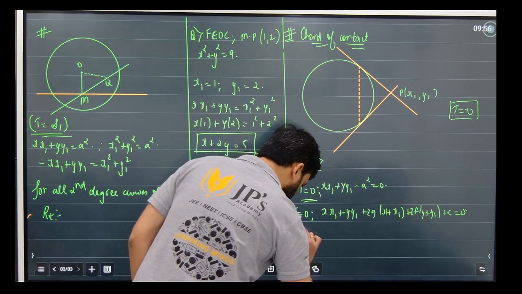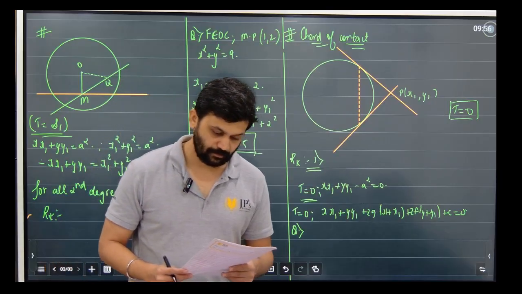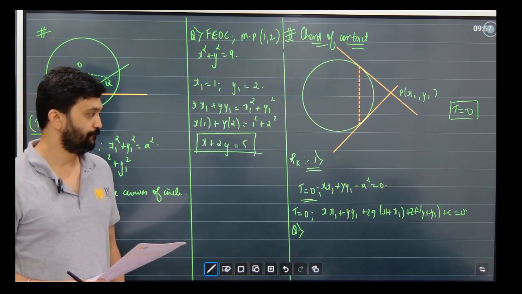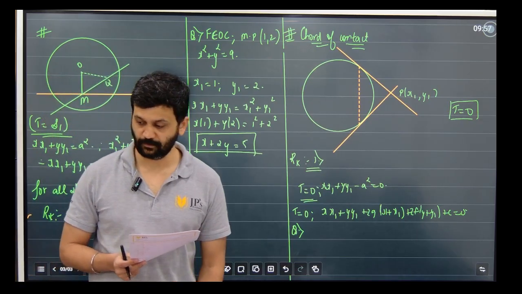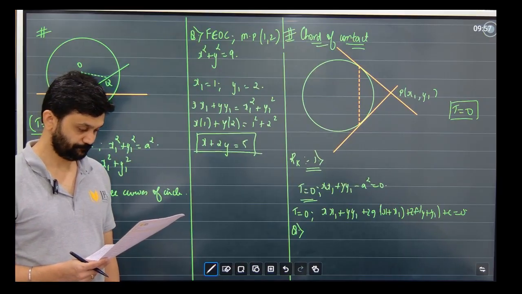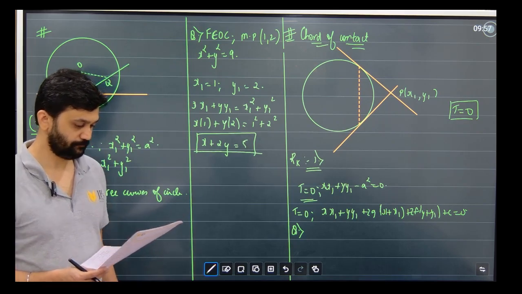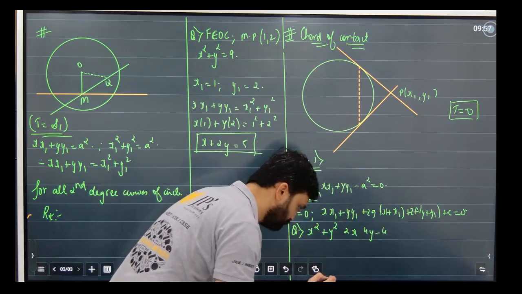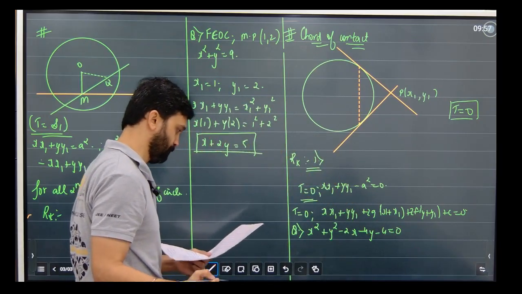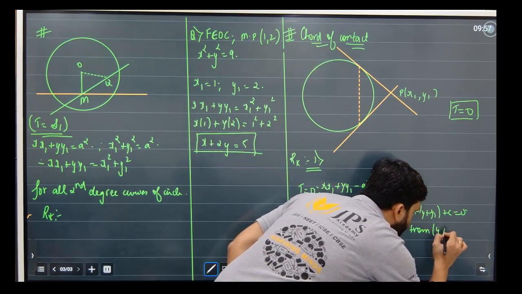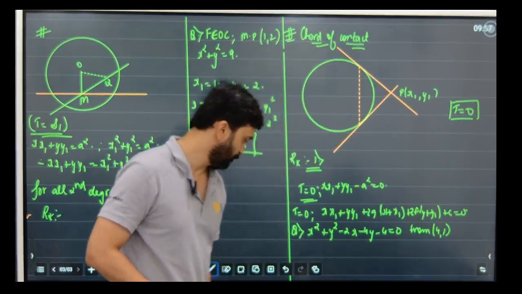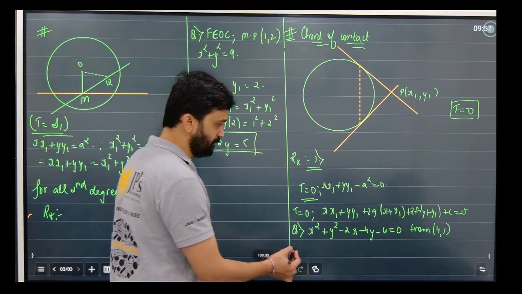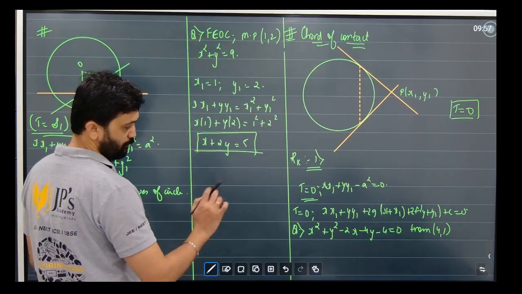Okay, now let's take a question. Find the equation of the chord of contact of the circle given, from a point (4, 1). All I have to do in the above equation is first find the values of g and f, and nothing else.